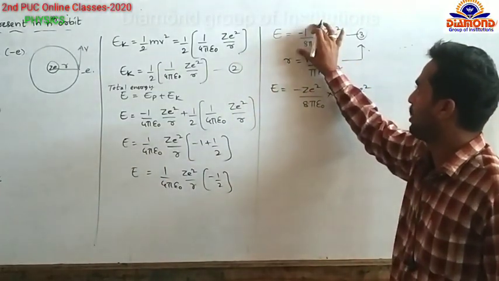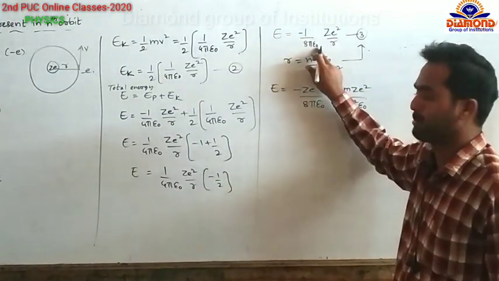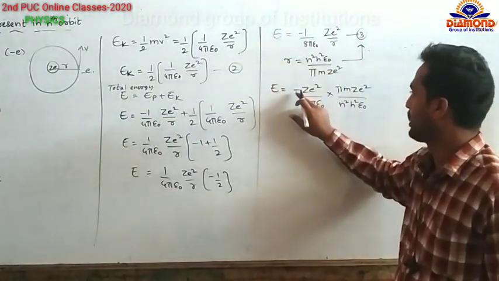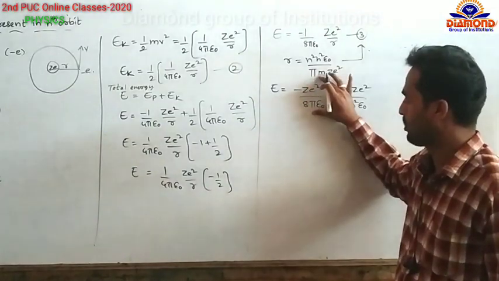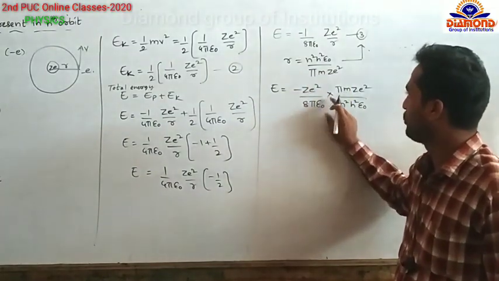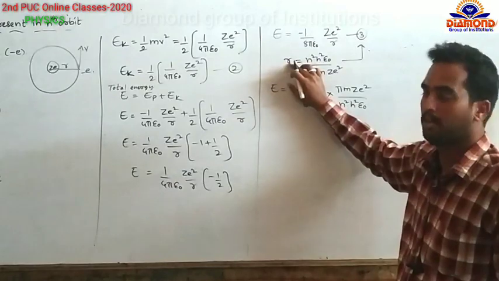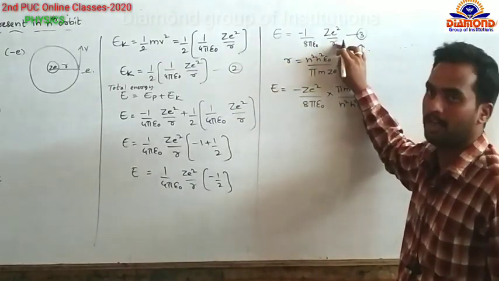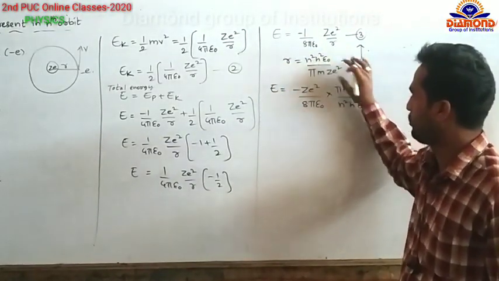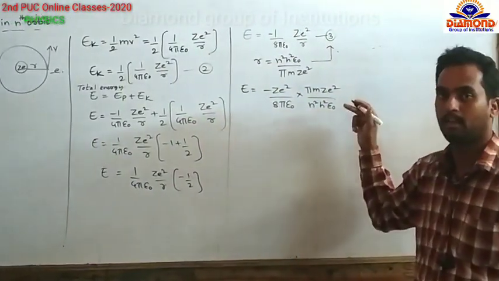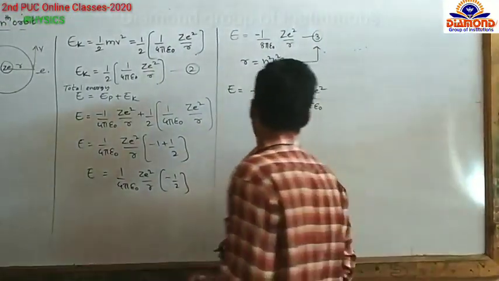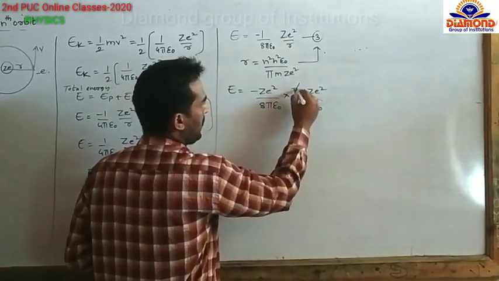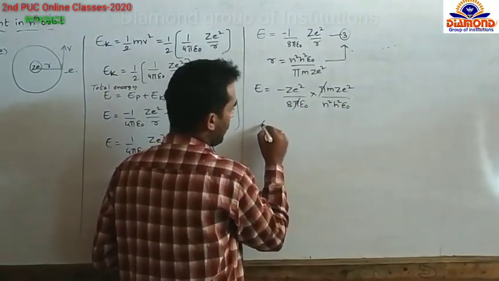So minus 1 by 8 pi epsilon naught into Z square. That is minus Z square epsilon naught into 8 into r. We have to substitute in denominator. So that's why r value we have taken reverse. So if you do the simplification, pi and pi are going to get cancelled here.